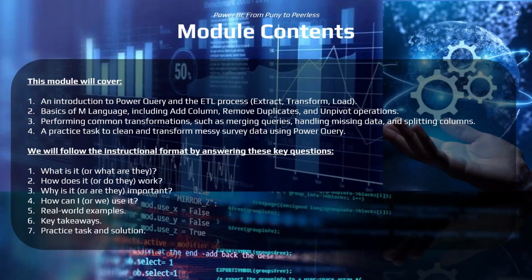Throughout this module, we will cover essential topics to give an introduction to Power Query and the ETL process: extract, transform, load. Basics of M language, including add column, remove duplicates, and unpivot operations. Performing common transformations, such as merging queries, handling missing data, and splitting columns. And a practice task to clean and transform messy survey data using Power Query.